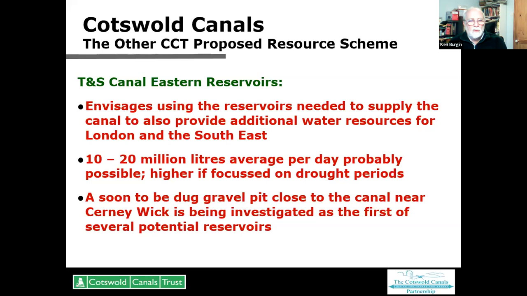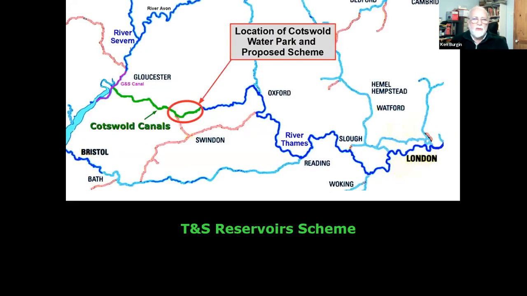And these reservoirs would be created from dug-out gravel pits close to the canal in the Latton and Cerney Wick area. Not the existing lakes. These would be new holes that are almost certainly going to be dug anyway as the gravel is extracted. And that shows roughly where in the scheme of things it would be. So the eastern end of the Thames and Severn plus these reservoirs would form that resource.